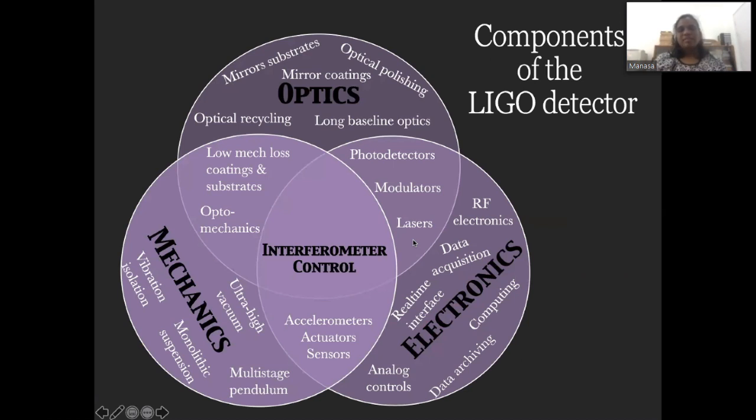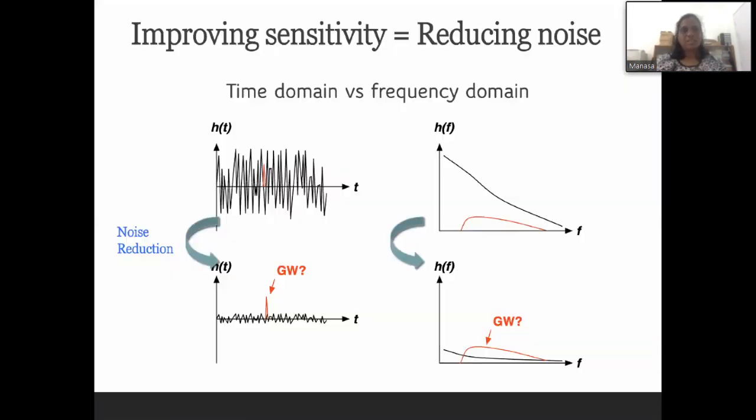So when you add additional components to the simple Michelson, you add a lot of components to the gravitational wave detectors in terms of optics, mechanics, and electronics to build a detector that can eventually detect gravitational waves. And putting all these together cohesively to work as a single instrument is a very big challenge. And one should understand that when we talk about improving the sensitivity of the detector, it is usually about reducing the noise of the components that make up the detector.